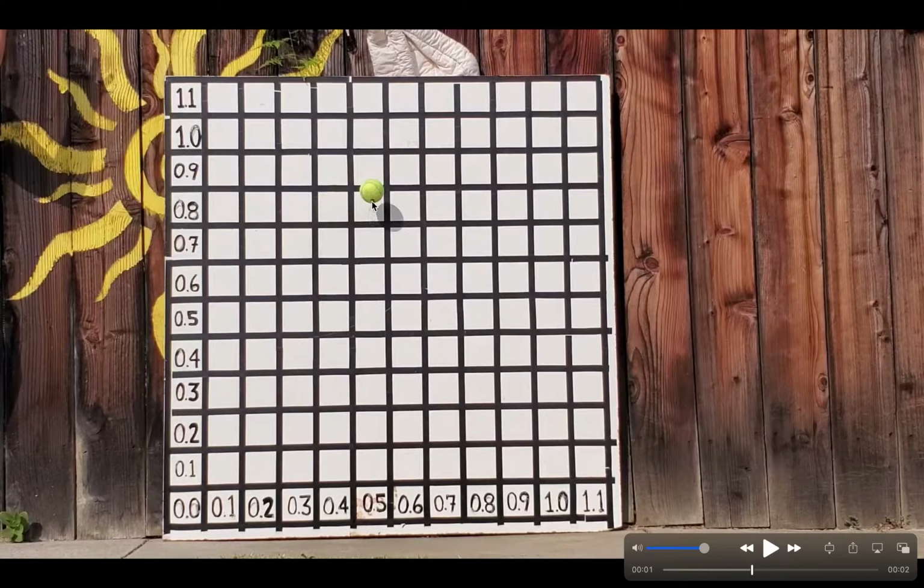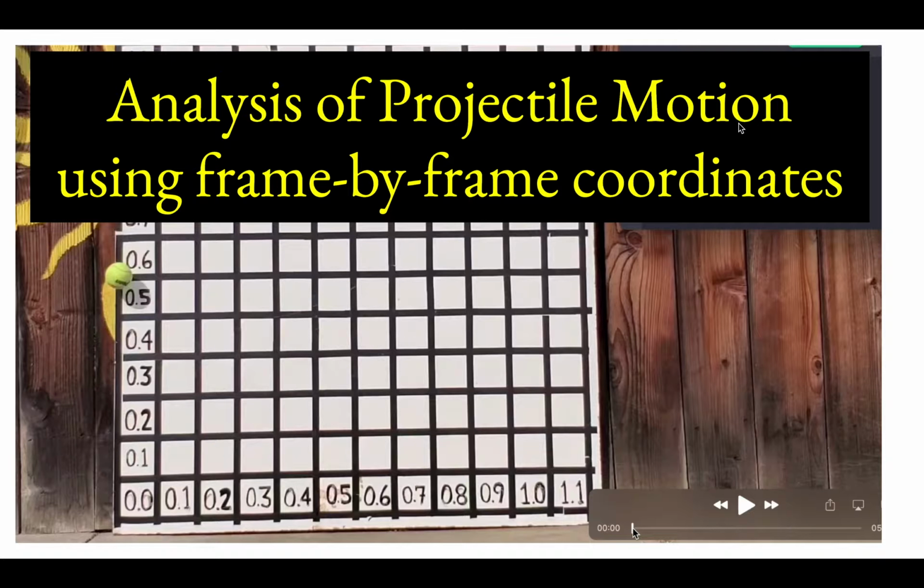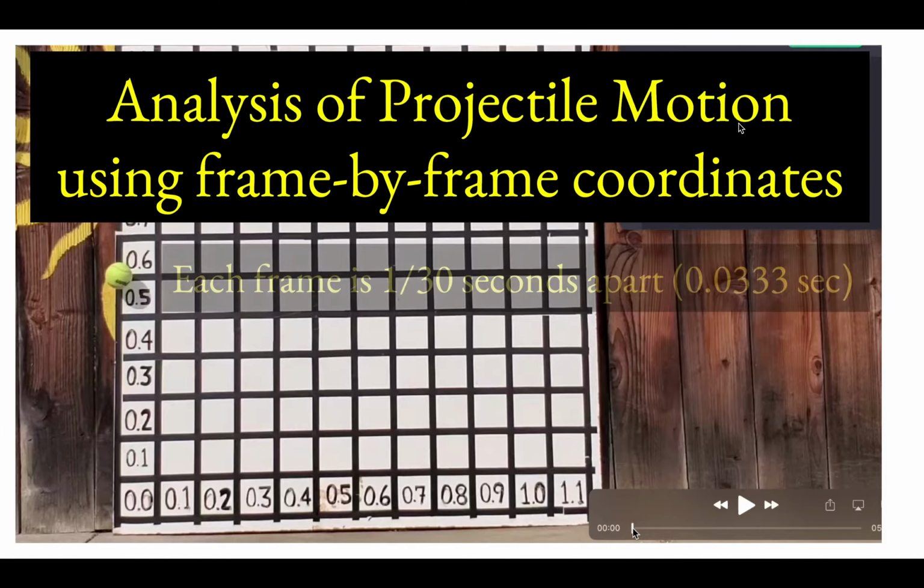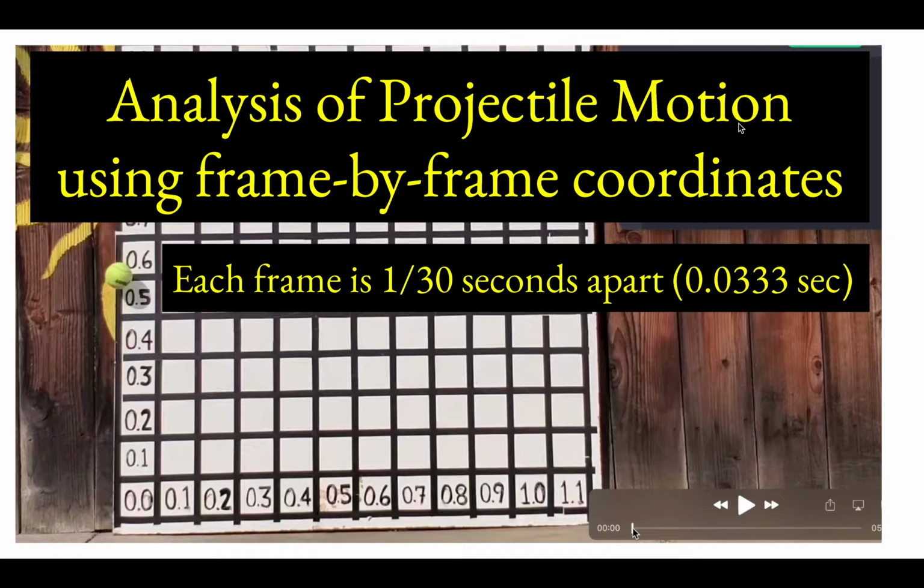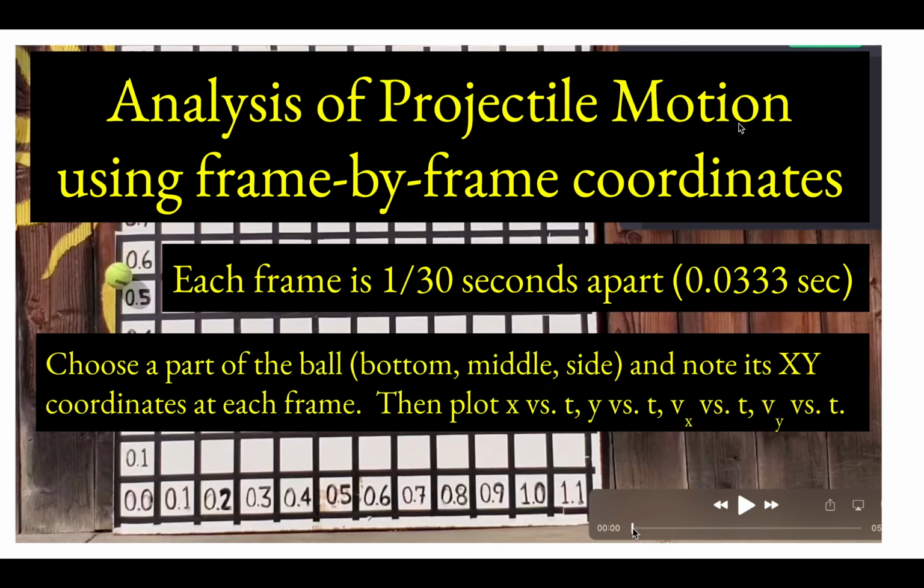You'll be able to do an analysis of the projectile motion by looking at where the ball is as we go frame by frame through the movie. What you're going to see is that each frame is 1/30th of a second apart, or 0.0333 seconds. As we go through the movie, you want to choose a part of the ball, the bottom, the middle, the side. It doesn't matter as long as you're consistent and always use that part of the ball. And you want to note its XY coordinates at each frame.